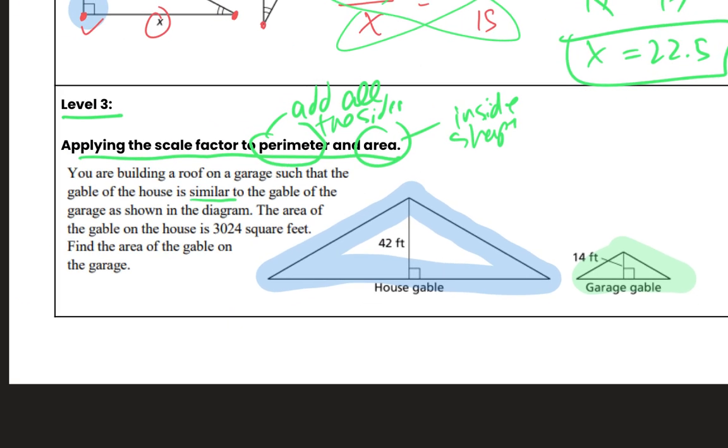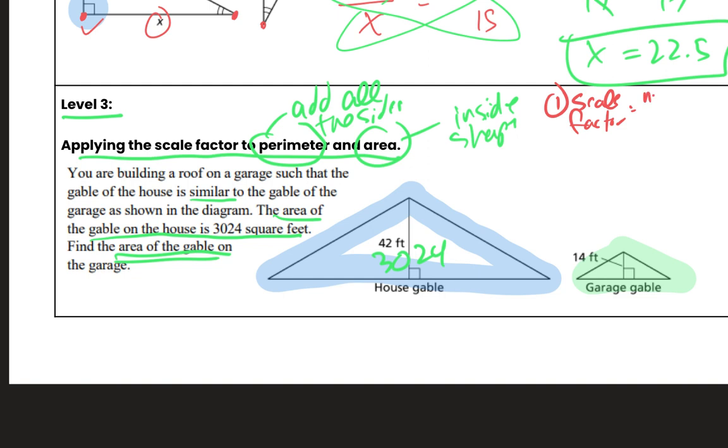Okay, so then it says the area of the gable on the house is 3,024. Okay, so we can say inside this one, right? The large one for the house is 3,024. Find the area of the gable on the garage. Okay, so here's what we need to remember. They want us to find the area of this smaller one, right? So we can imagine, for one thing, we know the value is going to be less than 3024, right, if it's this small. So how much smaller is it? Okay, so the first step is we need to find the scale factor.